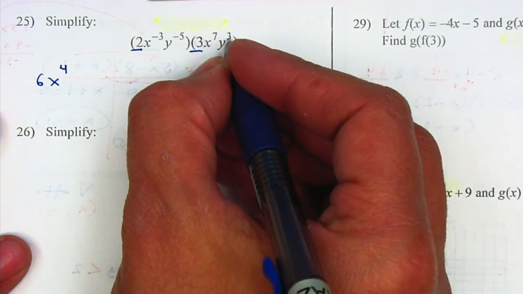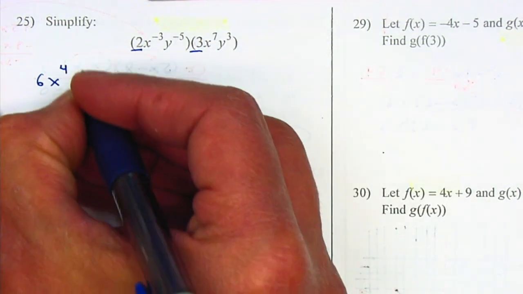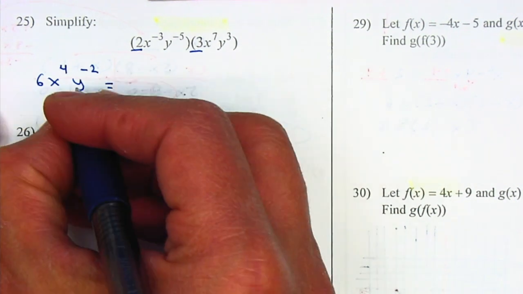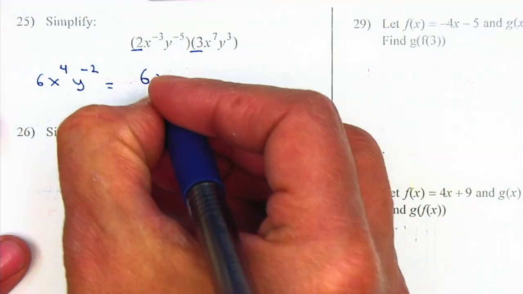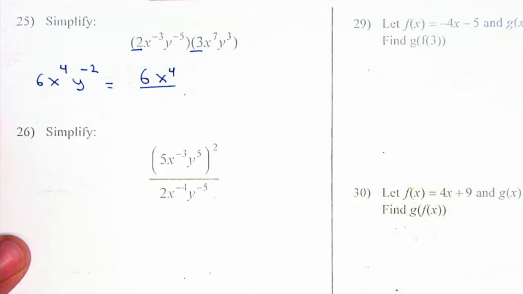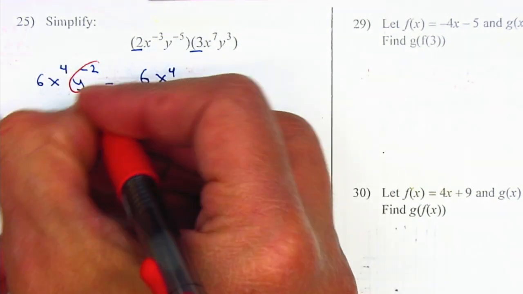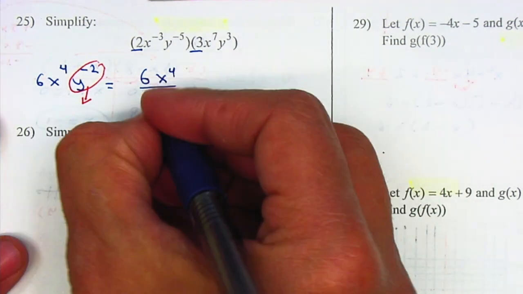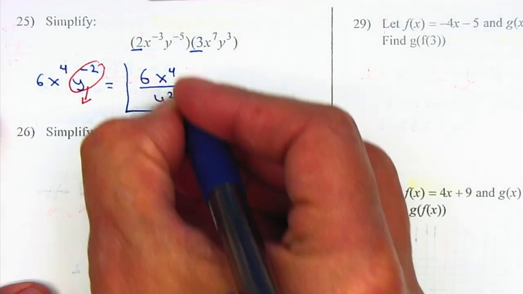We have negative 5 and y to the third, which gives me negative 2. Now remember that you cannot give me a negative exponent. So I just have 6x to the 4, and this will go down as a positive exponent, y to the second.